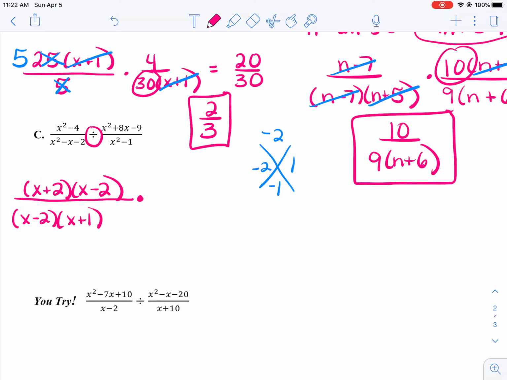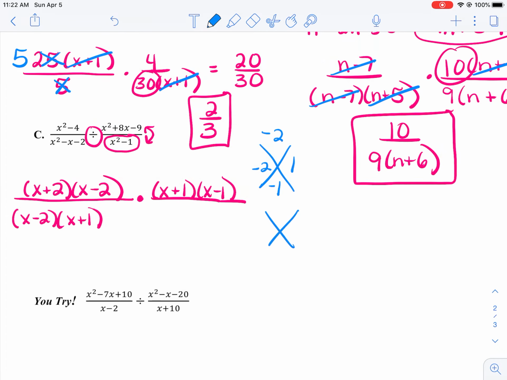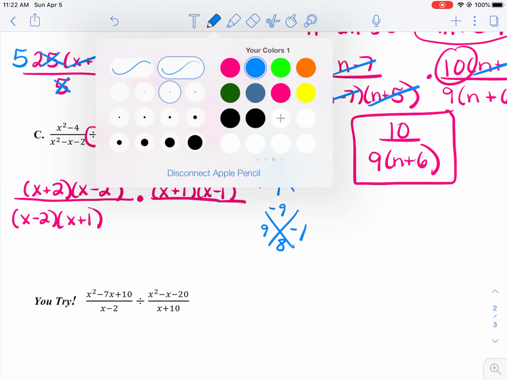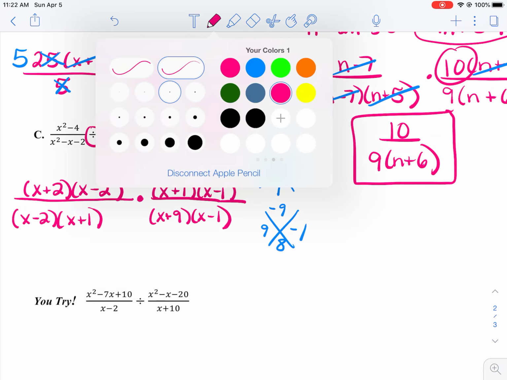I'm going to change the division to multiplication, and I'm going to flip this, and I'm going to factor while I go. So notice when I flip this, the x squared minus 1 goes on top. That's a difference of squares. The factors are x plus 1 times x minus 1. Okay, and then lastly, I need two numbers that multiply to negative 9 and add to positive 8. So 9 and negative 1. And so I'm going to put x plus 9 and x minus 1.